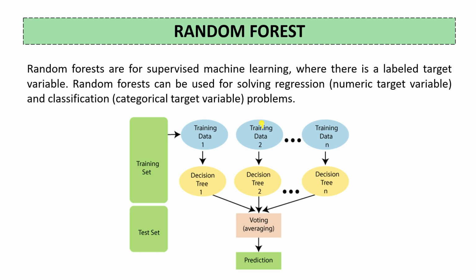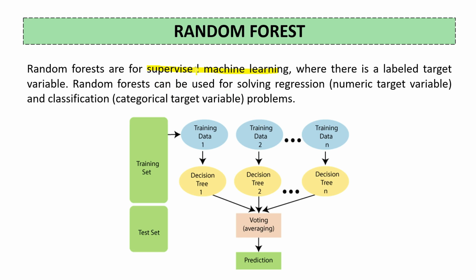Now we're going to see what a random forest is. Random forest is nothing but a group or combination of decision trees. So many trees, when combined, create one forest. It can be the Sundarbans, it can be the Amazon. Random forests are for supervised machine learning, where there is a labeled target variable. That's what supervised means: it has supervision, or it has the target column visible. It's called a supervised machine learning problem.